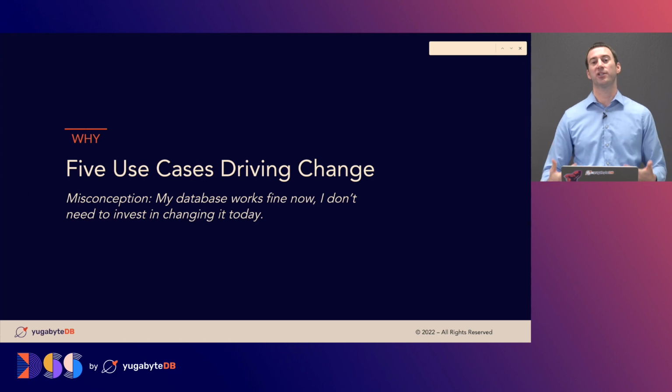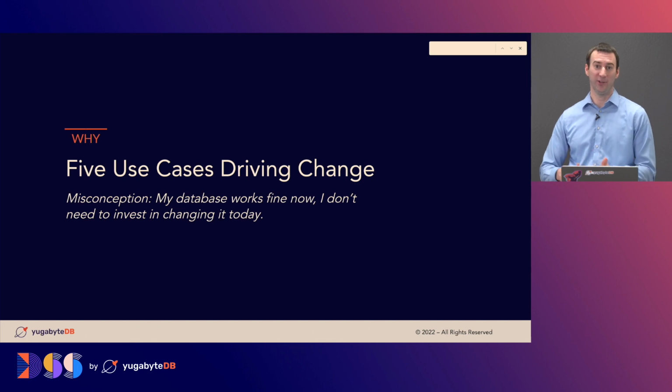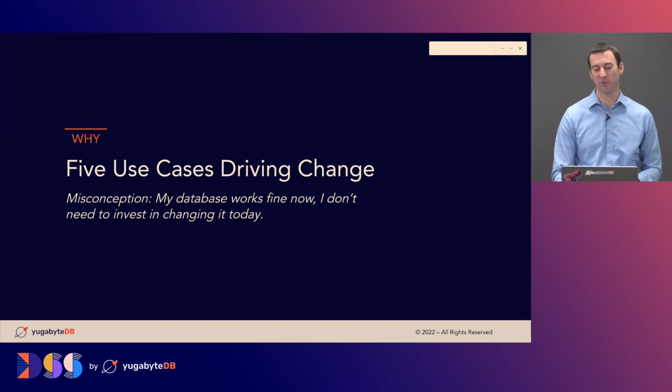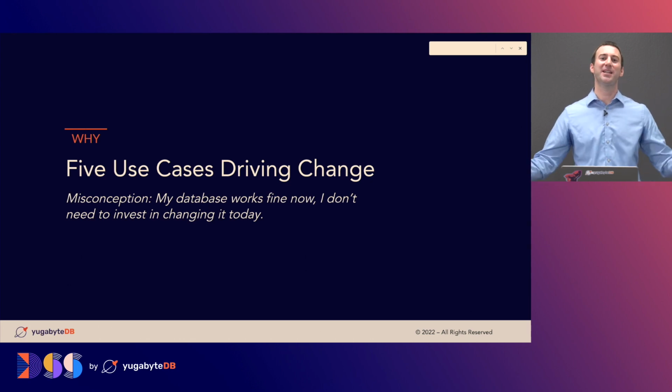As you're thinking about it, if you're new to this space, if you're just starting to get your head around what this means to you and where it'll fit in your organization, what are those use cases to listen for, and where can you start to make your life, your developers' lives, and your operators' lives easier as you move forward? So this is based on our misconception that my database works fine.